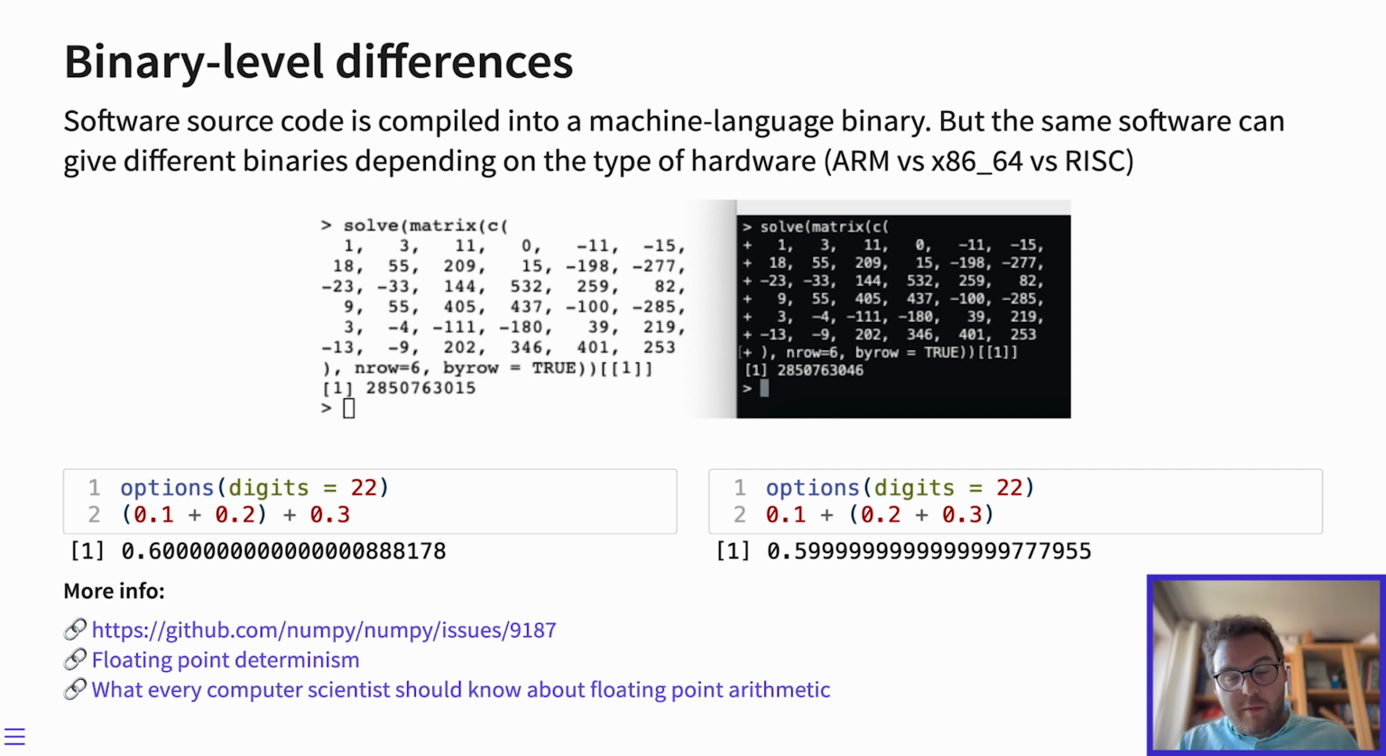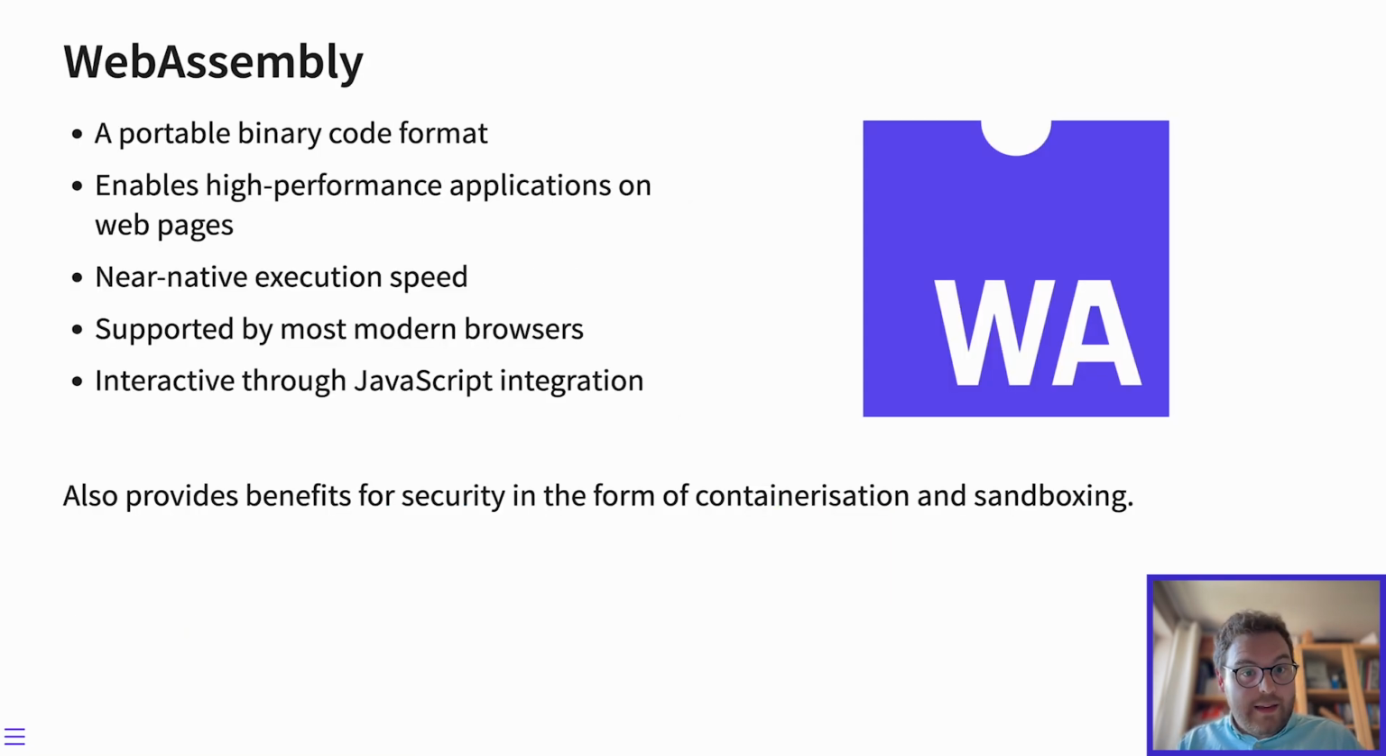So we think, okay, well, is there a way that we can compile our software so that it's using the same machine language anywhere we take it? And the answer to that is yes. And that's what I'm going to talk about now, this idea of WebAssembly. WebAssembly is a portable binary code format. So what binary code format means here is the machine language I talked about. And what portable means is that it's the same machine language on any machine.